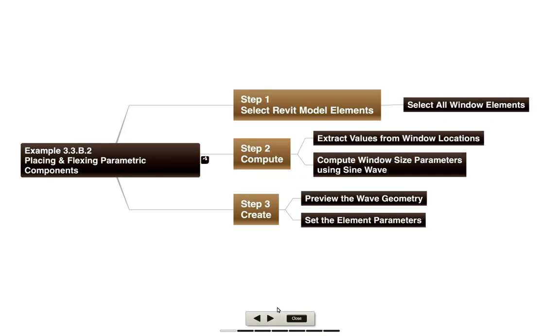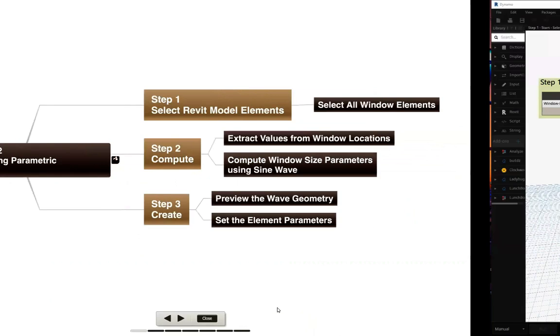Then we're going to compute some values to help set the parameters for that window. Based on the window location, we're going to compute the window size parameters using a sine wave function to create kind of a nice artistic effect. Then finally, we'll use those values to preview that wave geometry and set the element parameters to create that wave. So here's the finished effect we're after.